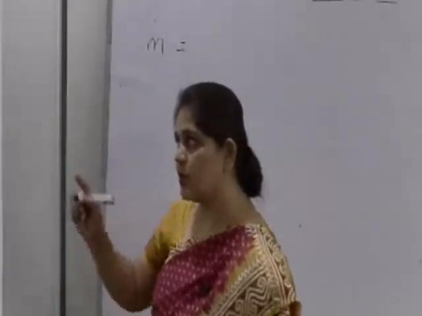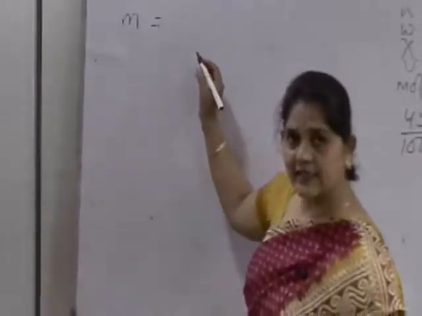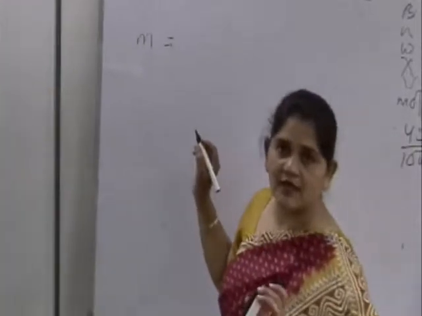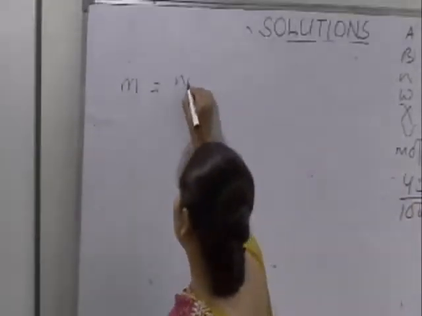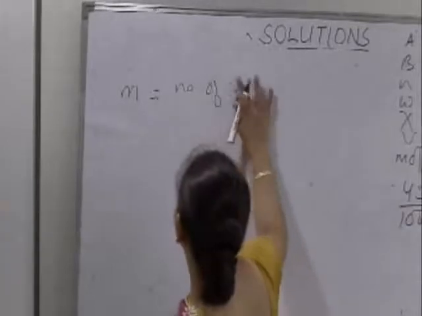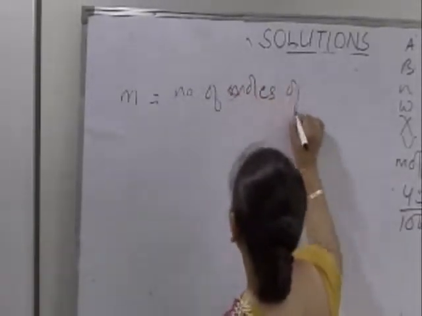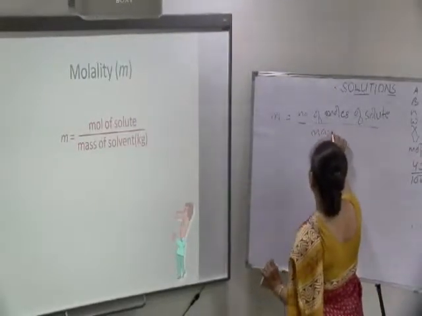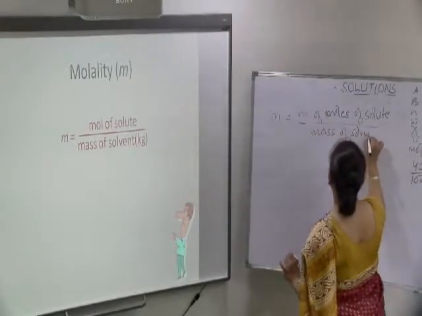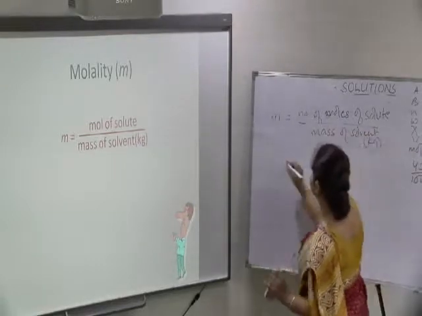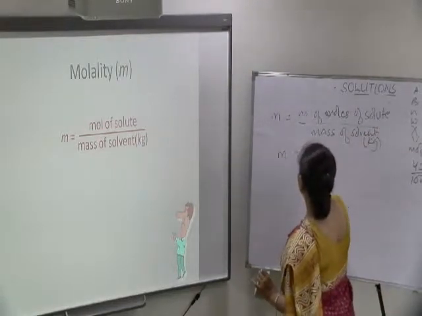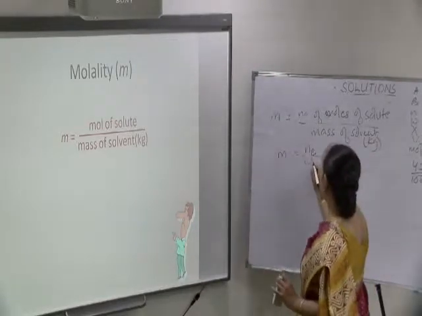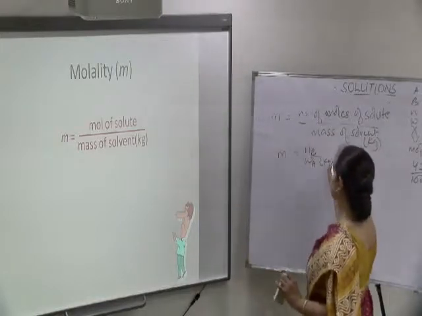But here, when we talk about molality, it is the number of moles of the solute present in a kg of solvent, per kg of solvent. Hence the formula becomes number of moles of solute upon mass of solvent, not solution. It is the mass of the solvent in kg. So if I want to represent it mathematically, I'll give it as number of moles of the solute, that is B, upon the mass of the solvent in kg.